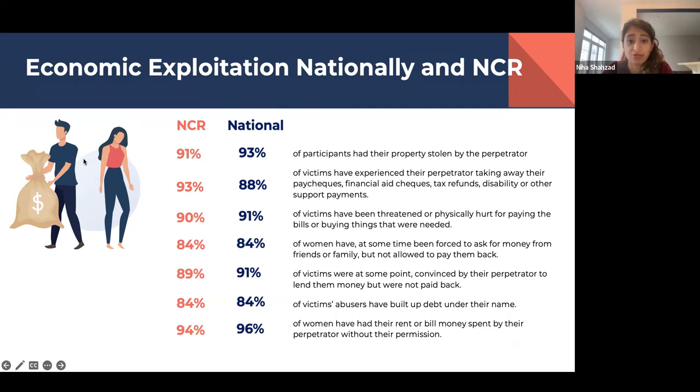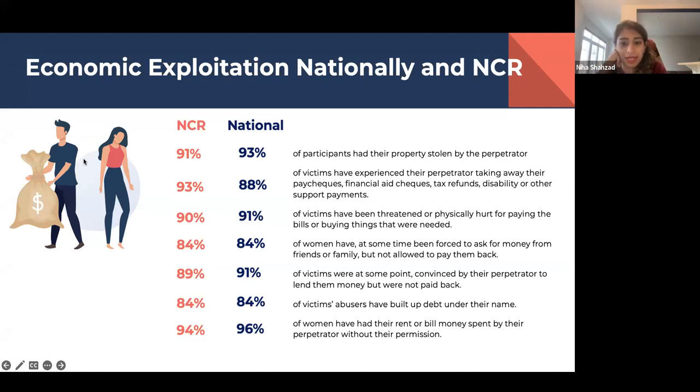Some women were forced to ask for money from friends and family, but not allowed to pay them back. This is actually pretty common. The reason that abusers do this is to cut off social connections for the victims. So, like I said, coercive control and economic abuse are all means to basically cut off the victim from any other outside sources of support so that the victim is dependent on the abuser. One of the ways they do this is cutting off their social support as well. Any support that a victim might have with their family or friends, they try to destroy that trust by asking them to borrow money from family or friends and then saying, oh, you're not allowed to pay that person back. Obviously, this decreases the trust from the family and friend side in the victim.